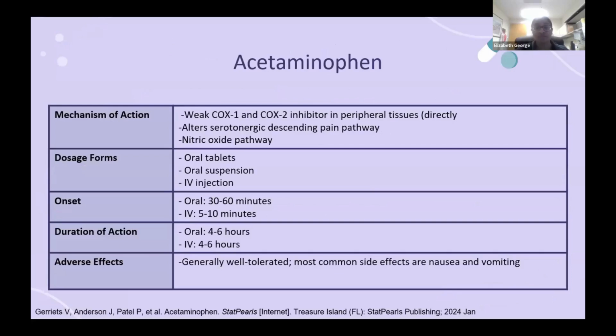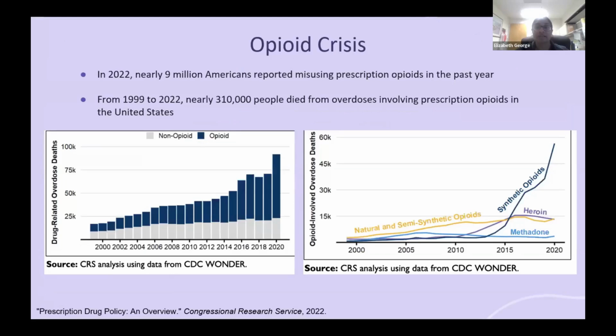As for its dosage forms, there are oral tablets, oral suspensions, and IV injections. Typically, the onset is 30 to 60 minutes for the oral dosage forms, while it takes about 5 to 10 minutes for the IV. And the duration of action is typically 4 to 6 hours, with adverse effects commonly being like nausea and vomiting. One major factor that led us to the study is the opioid crisis.